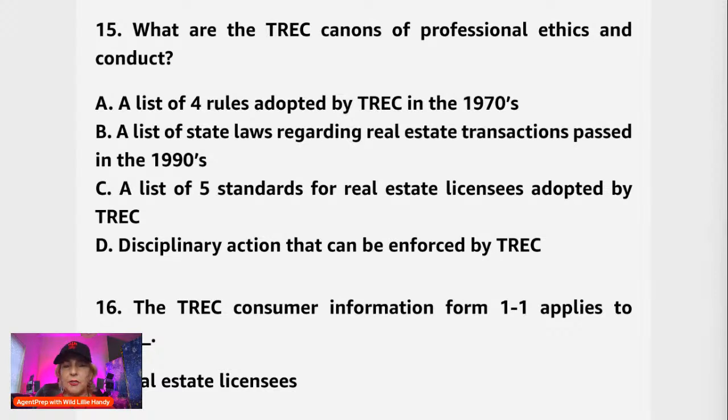And yes, the answer is C, a list of 5 standards for real estate licensees adopted by TREC. So these canons of ethics that must be followed by real estate licensees, these canons were adopted by TREC in the 1970s and 1990s. So that's why A or B were not correct, because it includes both years.